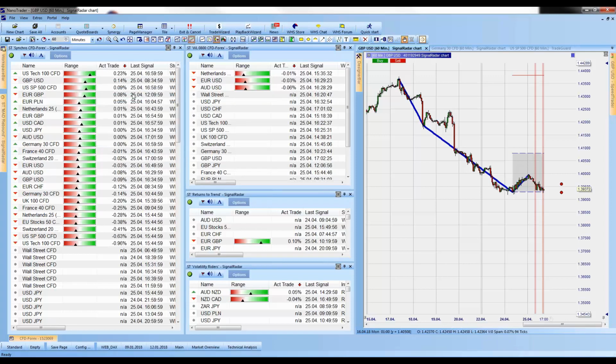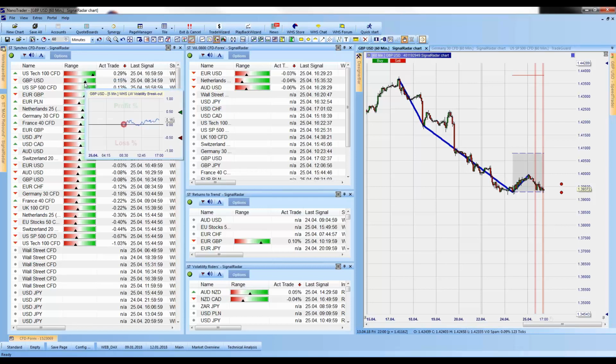But basically, there is the concept of tables, of which several examples are visible here. There is the concept of charts, which are the main charts of the platform, and there are mini charts, which we see here.